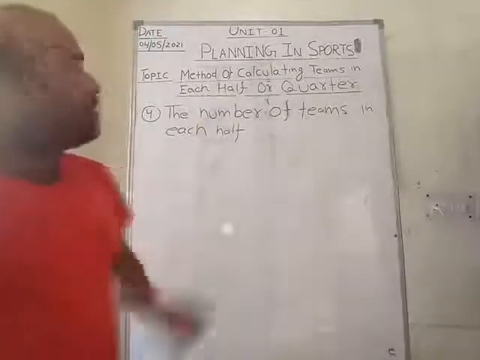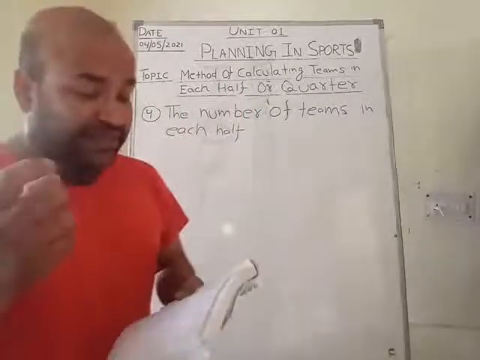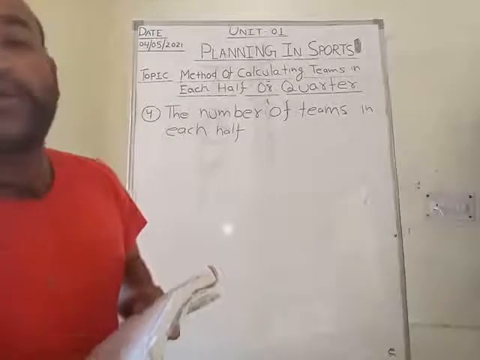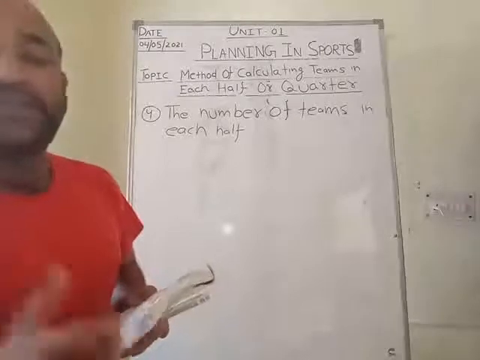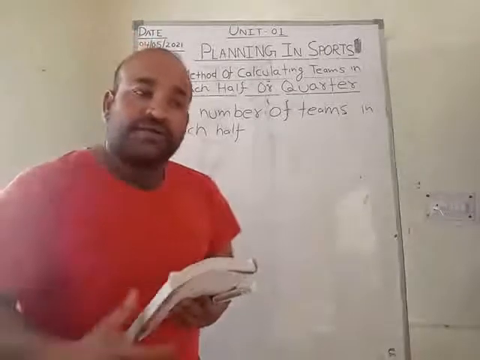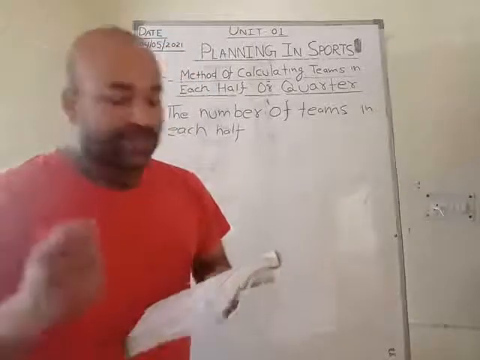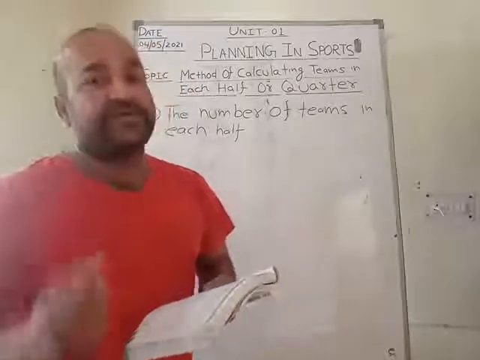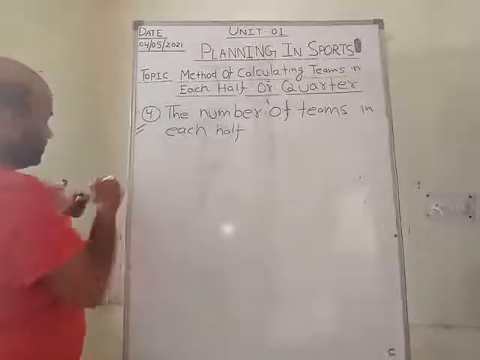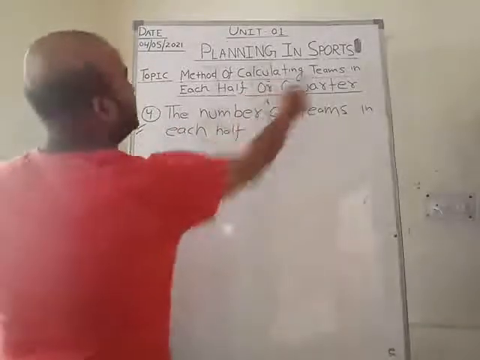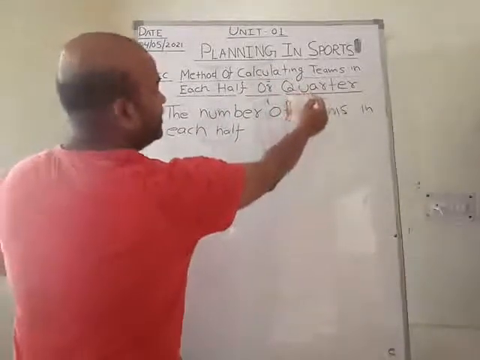First, method of calculating each half, the essential point for a knockout tournament fixture. In the previous class I taught three points: the total number of teams, the total number of matches, and the total number of byes. But the fourth point is related to this topic, method of calculating team in each half. Not about the quarters, but each half.